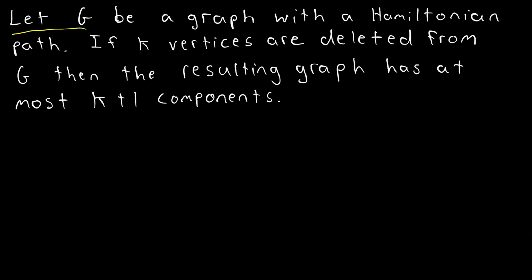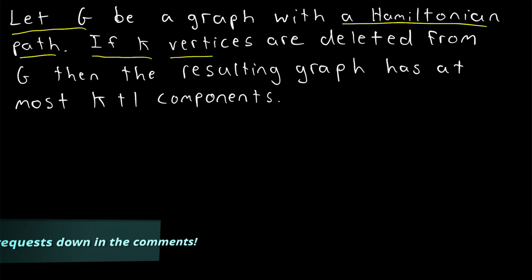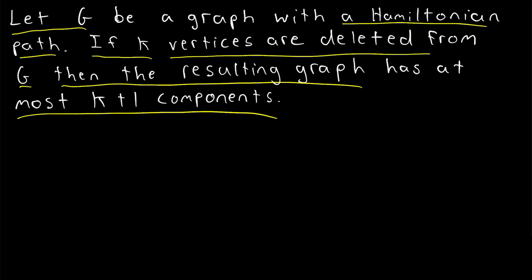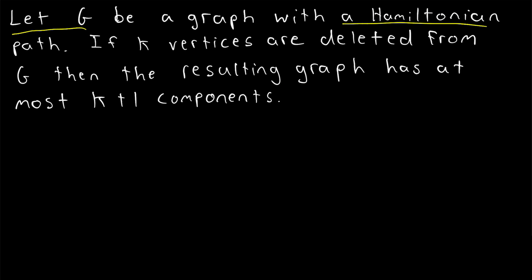Let G be a graph with a Hamiltonian path. If k vertices are deleted from G, then the resulting graph has at most k plus 1 components. Remember that a Hamiltonian path is a path containing all vertices of the graph. So we'll be proving this result in today's Wrath of Math lesson.